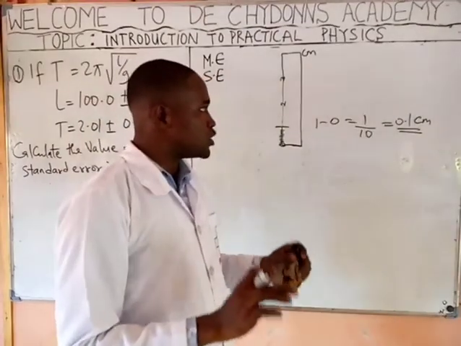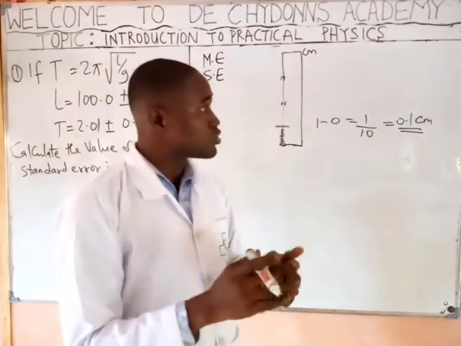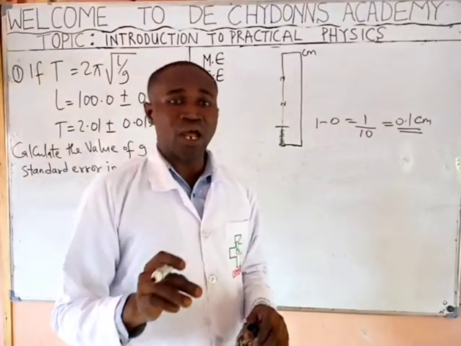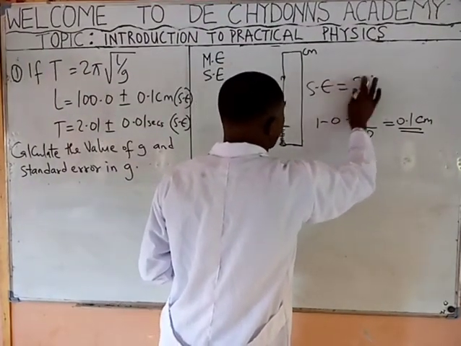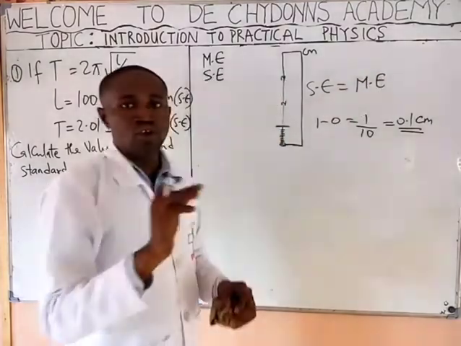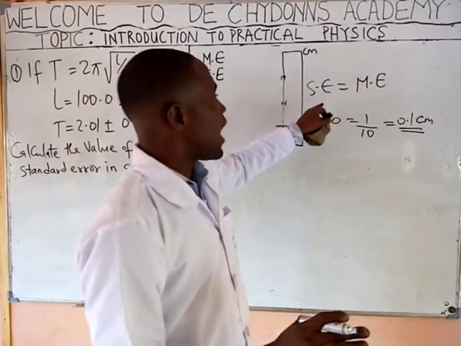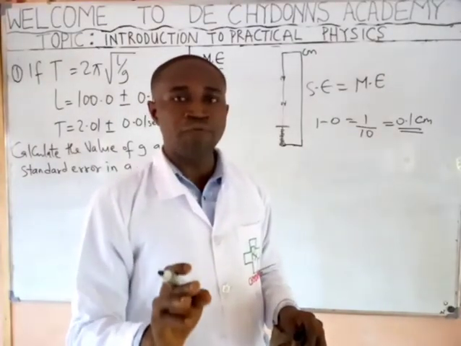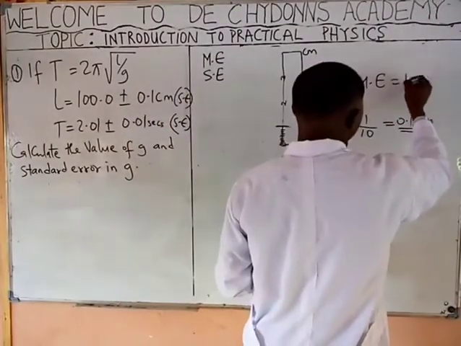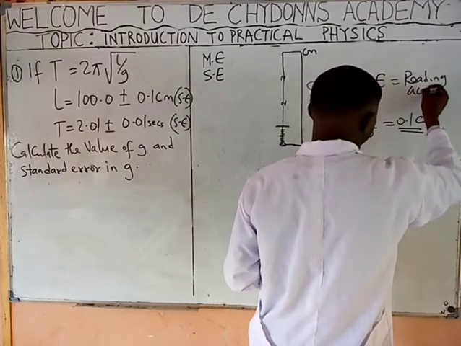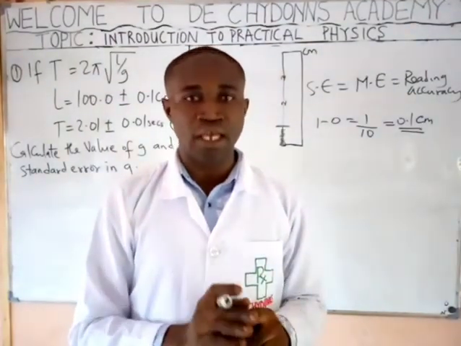In a uniform measuring instrument, such as a vernier caliper, micrometer screw gauge, and the ruler, the implication is that the maximum error is equal to the standard error. Every uniform instrument has equal standard error and maximum error. The maximum error and the standard error of a uniform instrument are equal, and they are also equal to their reading accuracy. This is for uniform measuring instruments.